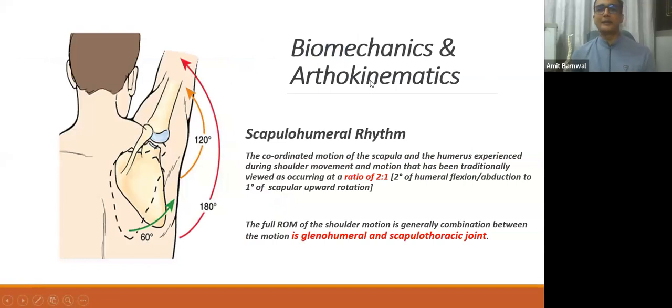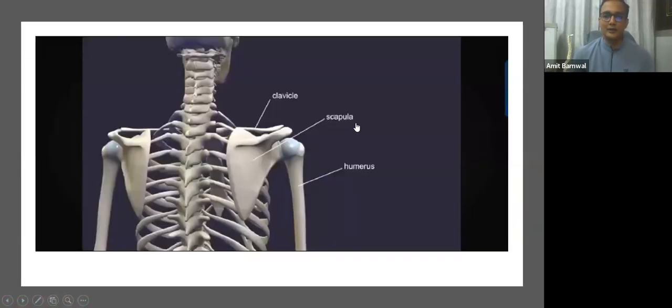Now, biomechanics and arthrokinematics. We know that there is a traditional ratio for the scapulohumeral rhythm. It stands as a 2:1 ratio. Basically, it is the combination of movement of the glenohumeral and scapulothoracic regions. I think I have a video for you to visualize this. Let me play this video.